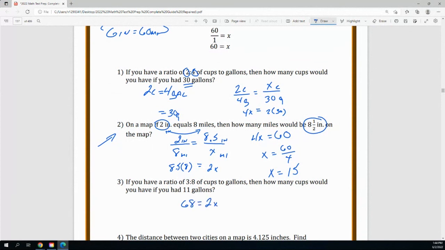Now I want to do the opposite of multiplying by 2, which is to divide by 2. So I want to take 68 and divide it by 2. That's going to leave me with 34. So that means I would actually have 34 miles.